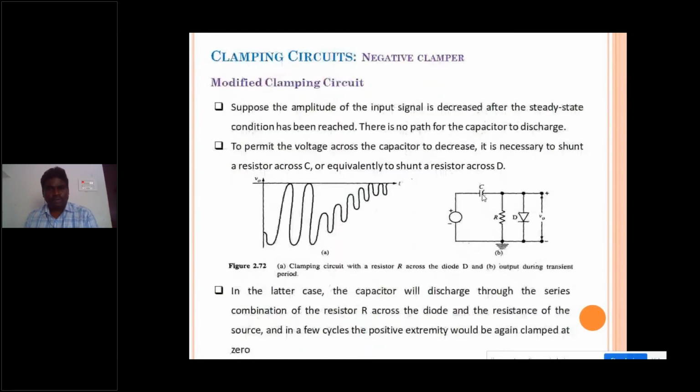Similarly, when having a positive clamper like this, you have a modified clamping circuit. Generally, when you are suddenly reducing the input to another level, it is not possible for the circuit to reduce its amplitude in the output because of the capacitor. That is why we are placing a resistor here. Then it is possible to reduce the input voltage. After some cycles, it will go to the negative level. So that is the thing.